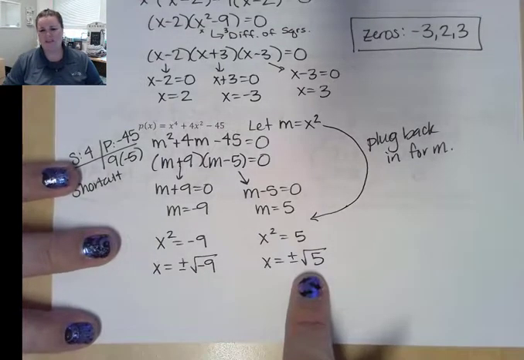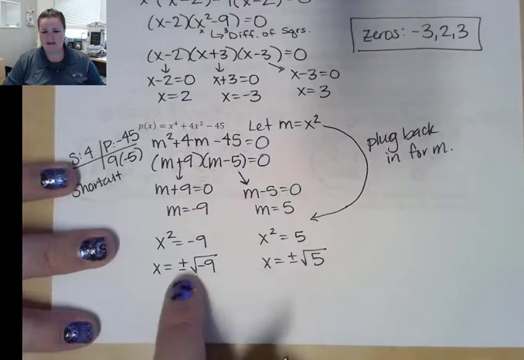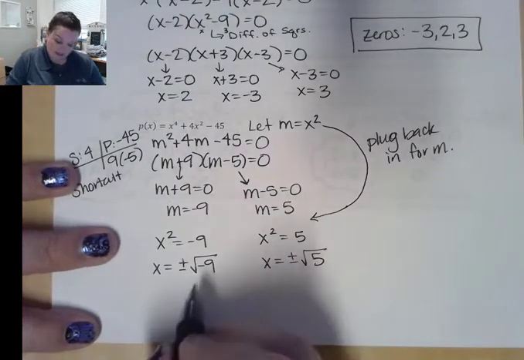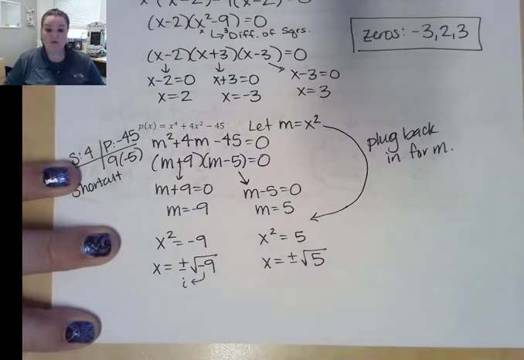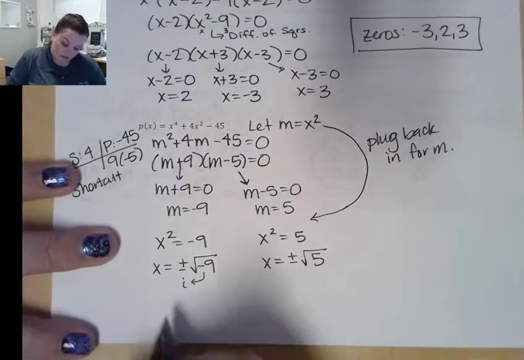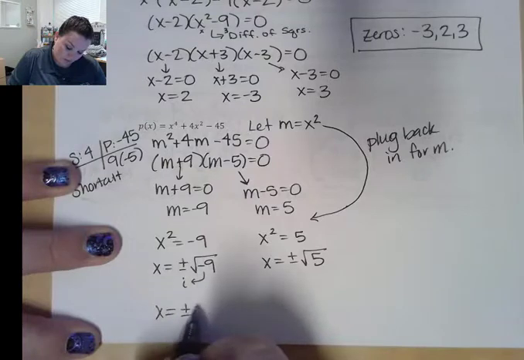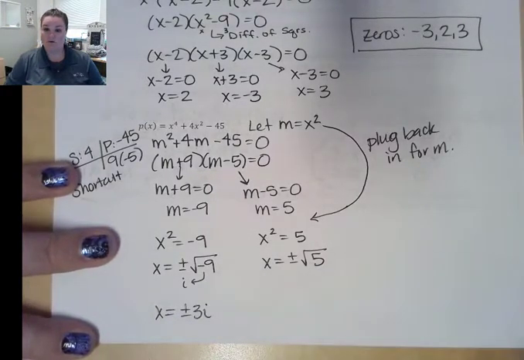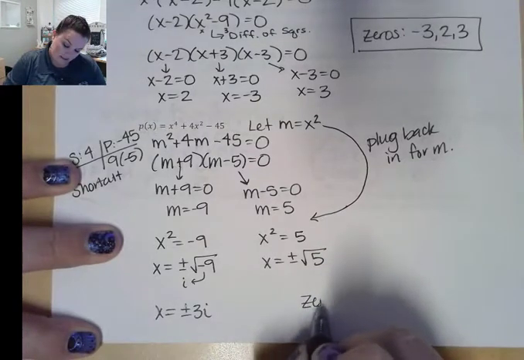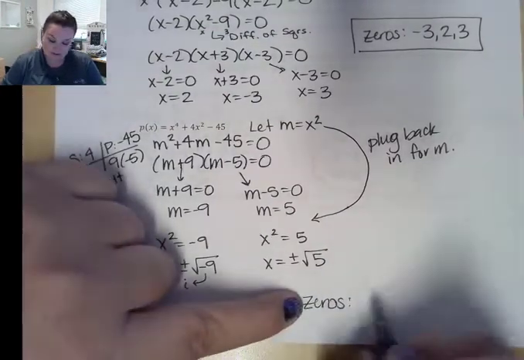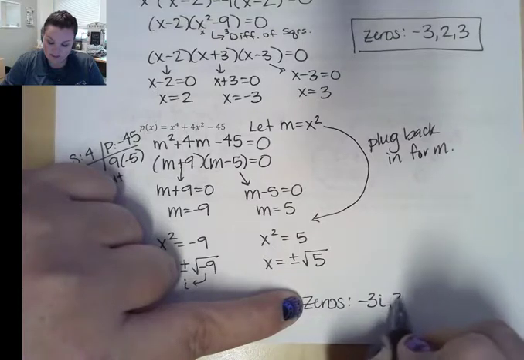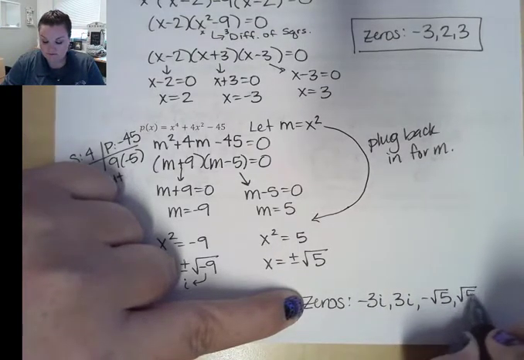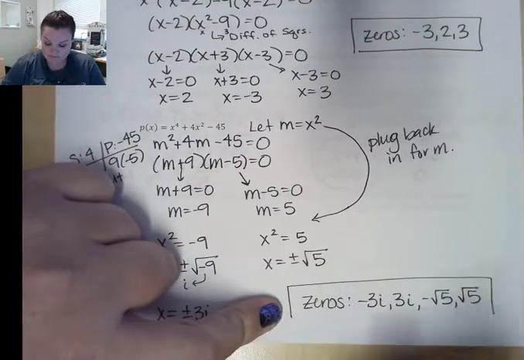Now the square root of 5 does not simplify, so I'm just going to leave it like that. This one, though, I can simplify because that negative can come out as an i, right? And then the square root of 9 is a perfect square. So we get x is equal to plus or minus 3i, or plus or minus the square root of 5, which means that our zeros, when we write them in my math lab, would be -3i, positive 3i, negative square root of 5, and positive square root of 5.